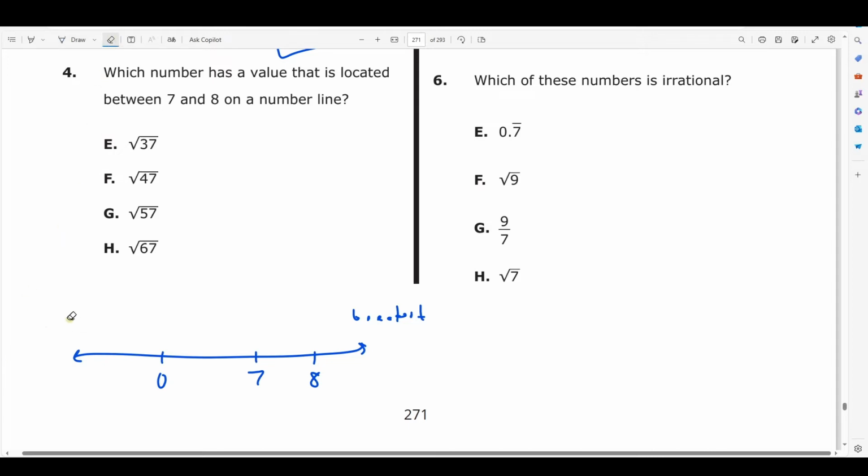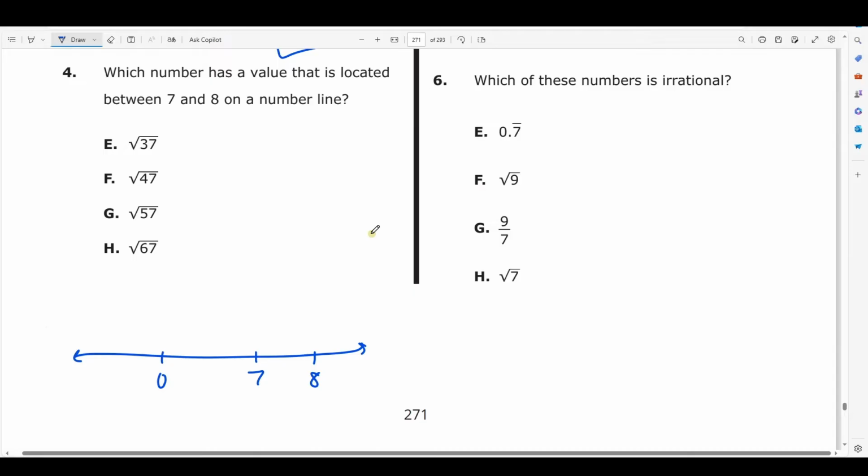Now they're asking you which point lies between 7 and 8 on a number line. In other words, which one of these values is greater than 7 but less than 8? In other words, which one is going to fit in between 7 and 8? And they specifically gave you answer choices that you can't compute, right? You don't have a calculator on the HSAT, so you can't necessarily figure these out just by looking at them. You don't know what radical 37, radical 47, radical 57, or radical 67 is because they're not perfect squares.